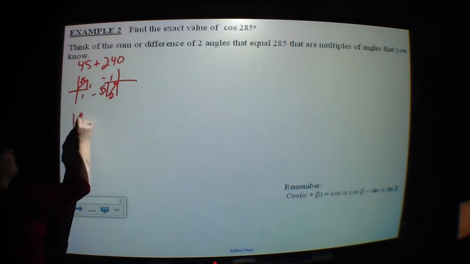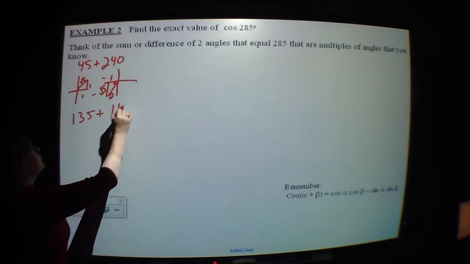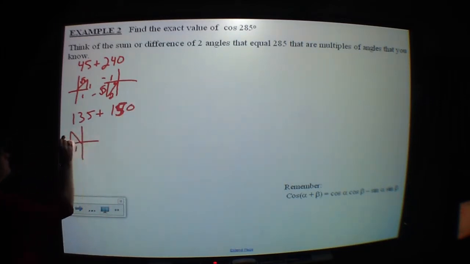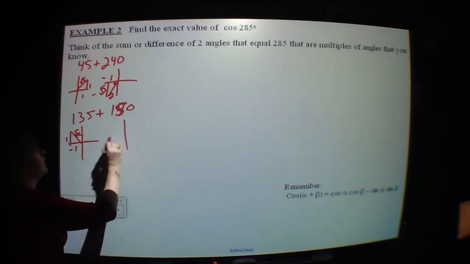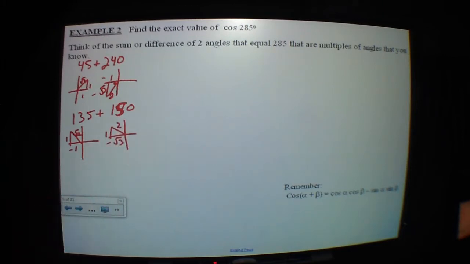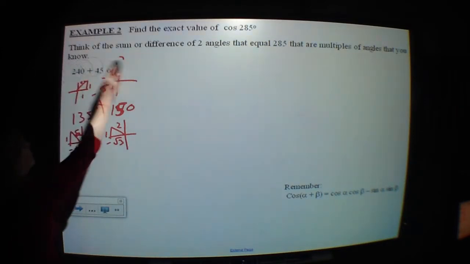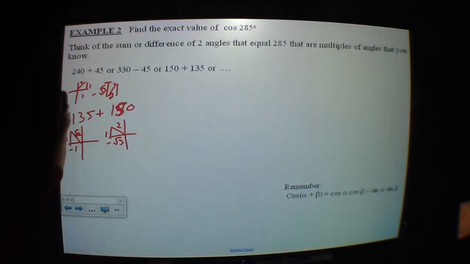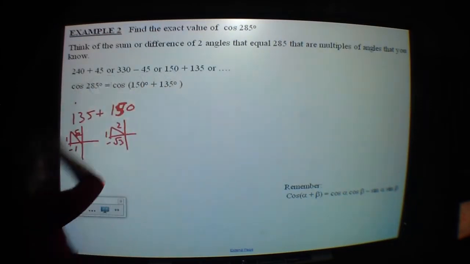You could do 135 plus 150, not 140, 150. And that gives you a 45 degree reference angle. And 150 gives you a 30 degree reference angle. Those triangles. And then you just use the formulas. There's lots of ones. You can do some subtraction, okay? So you just pick 2 angles, either added or subtracted, that equal 285. So that's what I said here. Here are a couple of examples, but there's lots of them. Okay? I used 150 plus 135.